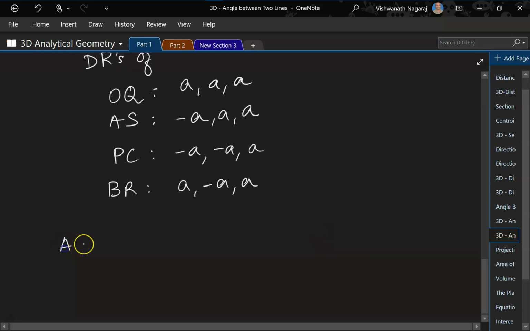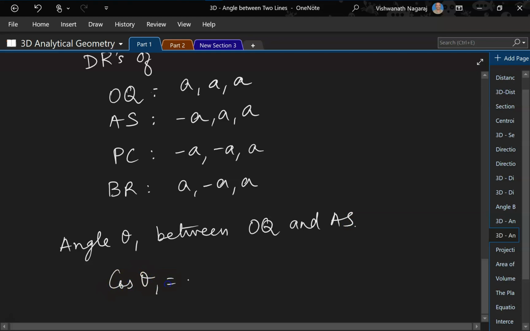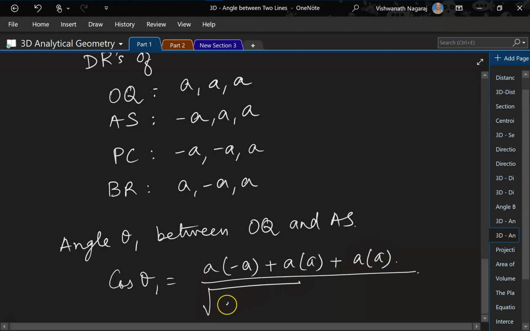So now let's figure out the angle, let's say theta 1, between OQ and AS. So cos theta 1 is equal to, we know the formula, just apply that: a times minus a, plus a times a, plus a times a, divided by the square root of a squared plus a squared plus a squared, times the square root of minus a squared plus a squared plus a squared.